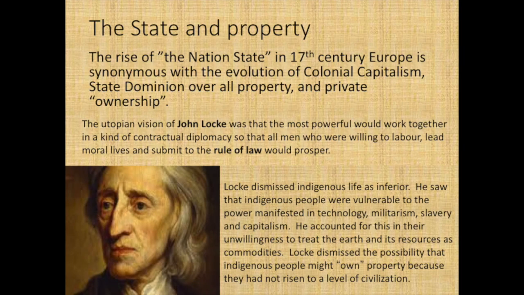And we can find some of the beginnings of this really in the 17th century with the rise of the modern nation state in Europe. And it's synonymous with the evolution of colonial capitalism, state dominion over all property, and private ownership as we know it today. John Locke was the author and a contributor to this ideology. He said that, when the most powerful would work together in a kind of contractual diplomacy so that all men who were willing to labor, lead moral lives, and submit to the rule of law would prosper. Now, if you want to take this apart a little bit, it was labor, meaning those who were deserving because they worked for what they had.